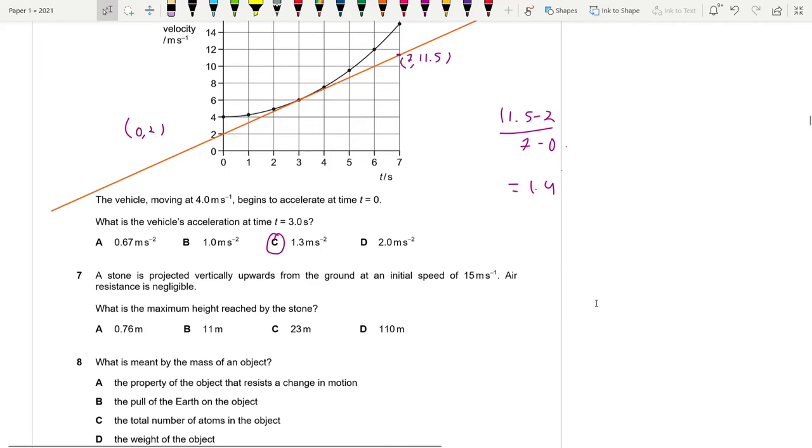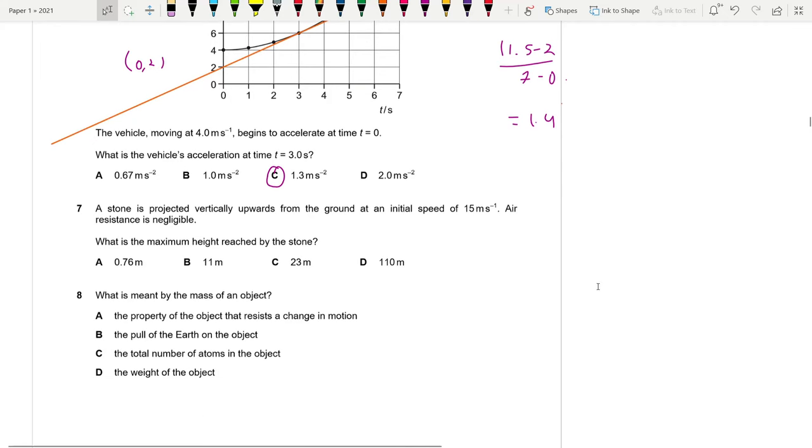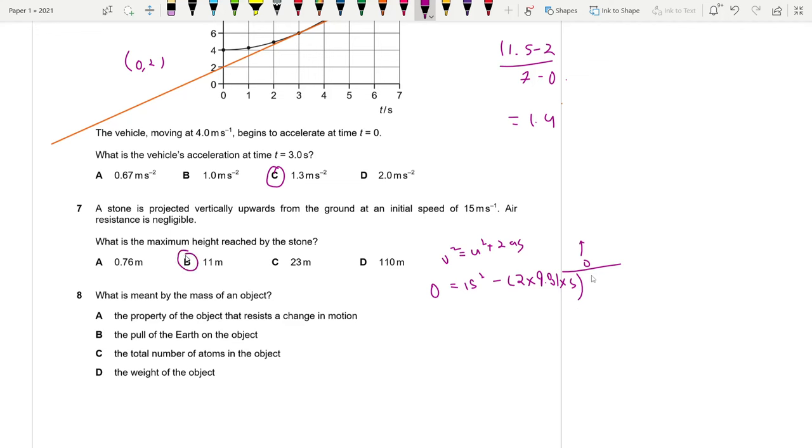7. A stone is projected vertically upwards from the ground at an initial speed of 15 meters per second. Air resistance is negligible. What is the maximum height reached by the stone? So basically, it's thrown upwards, right? We're just going to use v² = u² + 2as. At maximum height, velocity will be 0. 0 is equal to 15² minus 2 into 9.81 into s. Let's solve this. 15² divided by 2 divided by 9.81 is 11.5, or 11 meters, that's the closest answer. 7 is B.